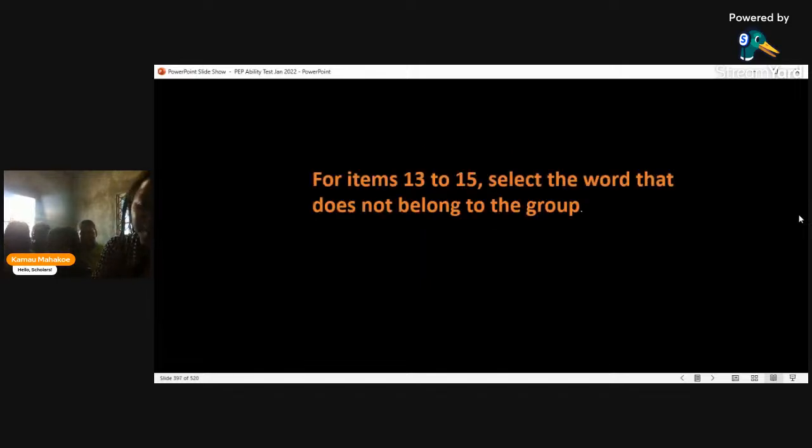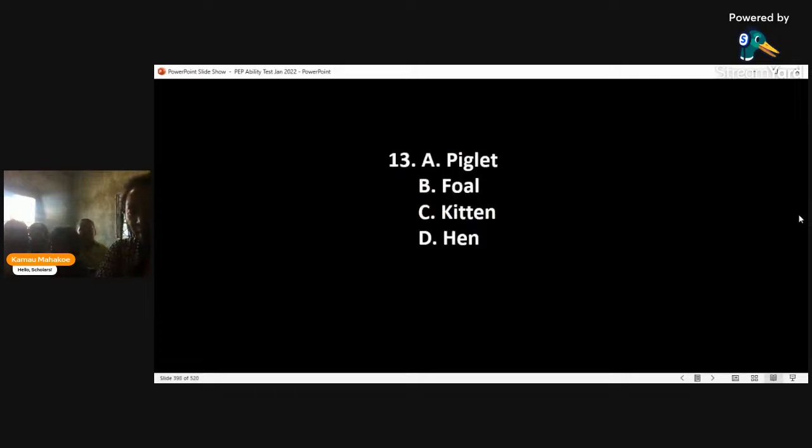Okay. All right, items 13 to 15, select the word that does not belong to the group. Piglet, fowl, kitten, hen. Why? Because the rest of them are like babies. Babies, right? So the piglet is the baby pig. Oh, yeah. Oh, it's a baby horse. And the chicken is the baby cow. Ew. Okay, but the hen is the mother. The chicken, yes.